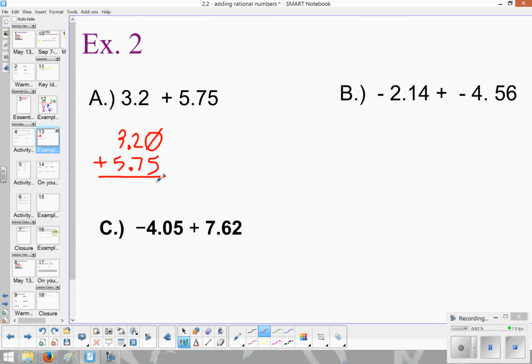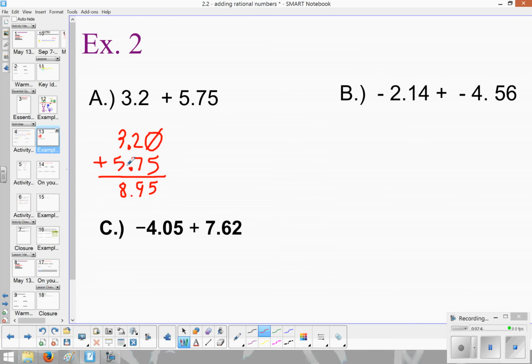0 plus 5 is 5. 7 plus 2 is 9. And 5 plus 3 is 8. So my answer is 8.95. Notice I didn't add it across because it's a lot more difficult. So if it's easier, like for me, I added it straight down. So you might want to write your problems like this for homework tonight.